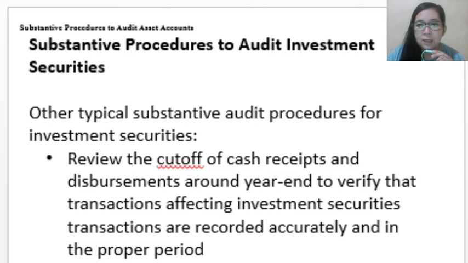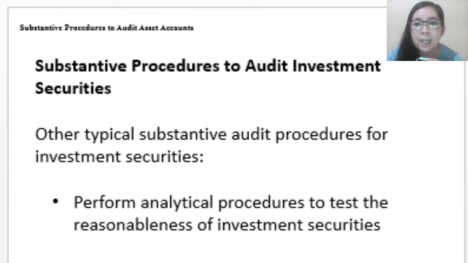Next, the auditor can also review the cutoff. Again, cutoff is used to determine if the entity was able to record those transactions pertaining to the correct accounting period. Next, the auditor can also perform analytical procedures that will serve as corroborating evidence about the existence, completeness, and other assertions that the auditor may satisfy, based on the assertions given by the management.